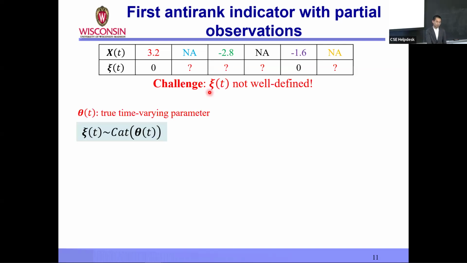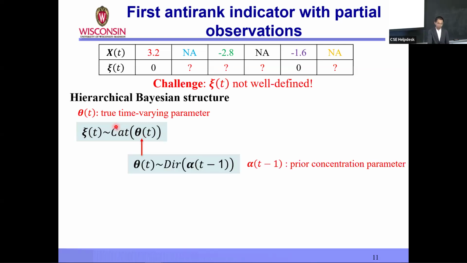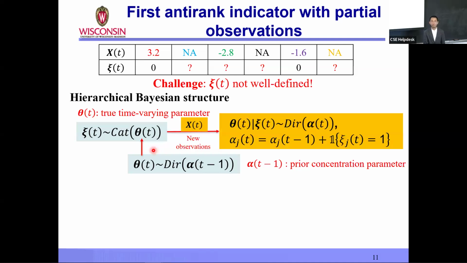We know that the causality follows a categorical distribution with the theta t here. And theta, we can say, is a true time-varying parameter. Also, the theta t follows a Dirichlet distribution with the alpha here, and this is a conjugate prior of the categorical distribution. The good news is that when we have new observations, assume that we have 4 observations, the xt here, then we can update the alpha and get the posterior distribution of the theta. But in reality, we don't have those 4 observations.